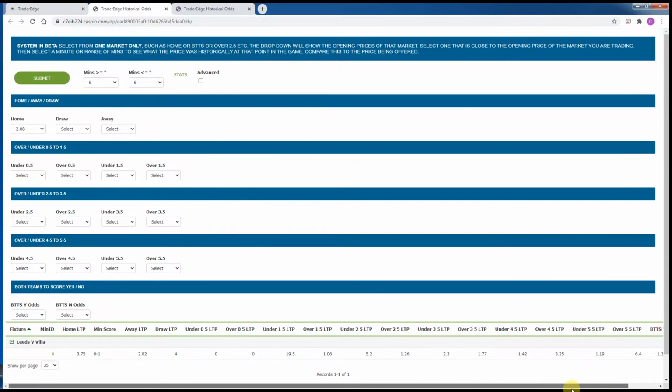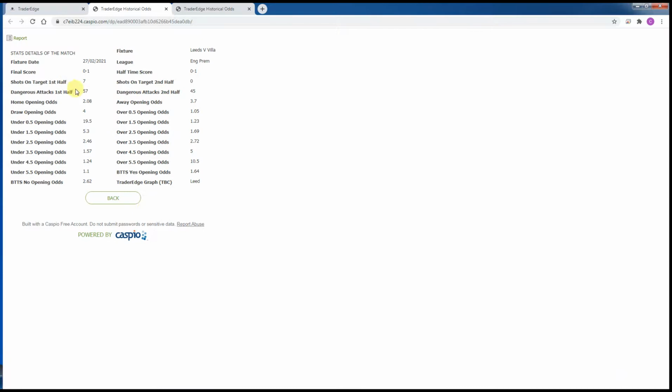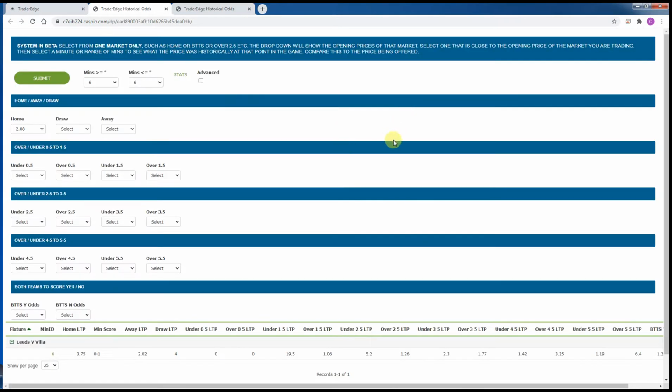If you actually click on that, it'll give you some more information about the game. So the opening odds, some stats as well there, shots on target, shots, dangerous attacks, etc. The final score, the date of the fixture, the league, etc. Click back. So we can do that again for any of these markets.